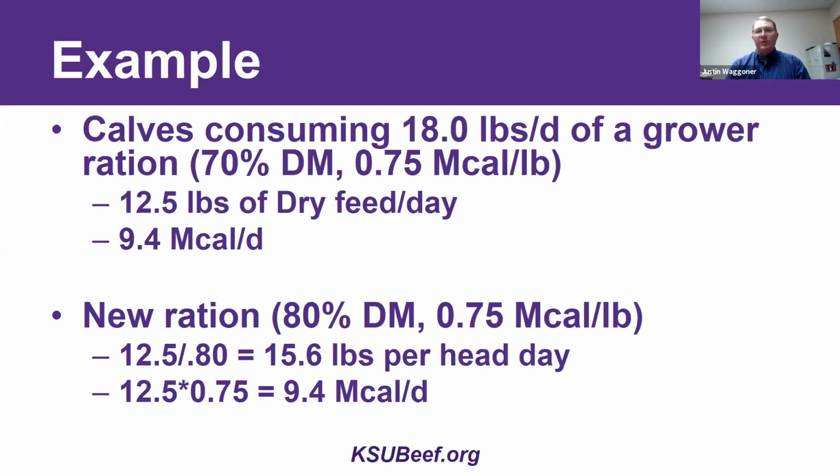So if we have some calves that are consuming 18 pounds of our grower ration, that's 70% dry matter and contains 0.7 megacals per pound. Pretty typical grower ration. So if we do the dry matter, that's 12 and a half pounds of dry feed per day. So that feed is supplying 9.4 megacals per day of energy to those calves. So if the new ration is 80% dry matter, has a similar energy content, that 12 and a half pounds of dry matter, if we divide that by 0.8, that dry matter to as-fed conversion, it's going to take 15.6 pounds of feed to supply the same amount of dry matter because that ration is drier. If we do the check, 12 and a half times 0.75, we get that same energy density.